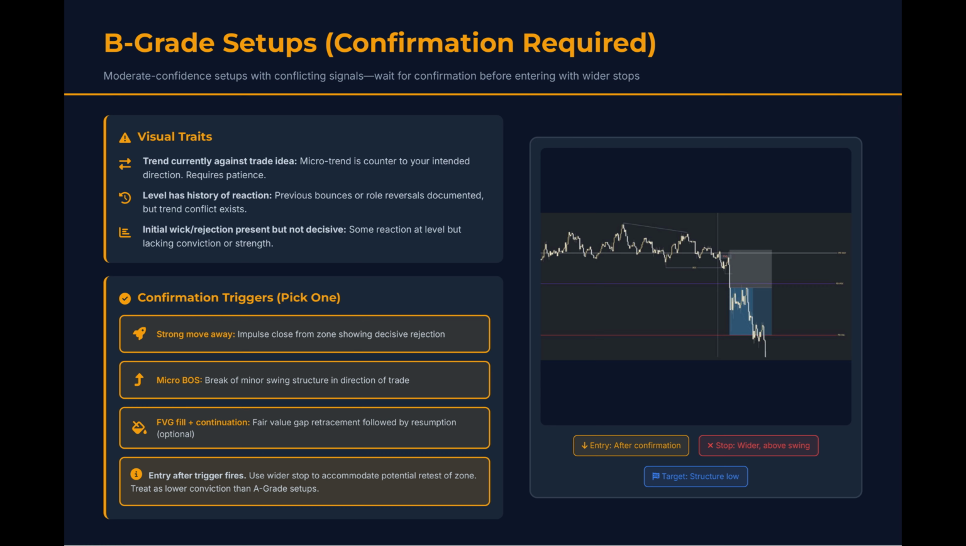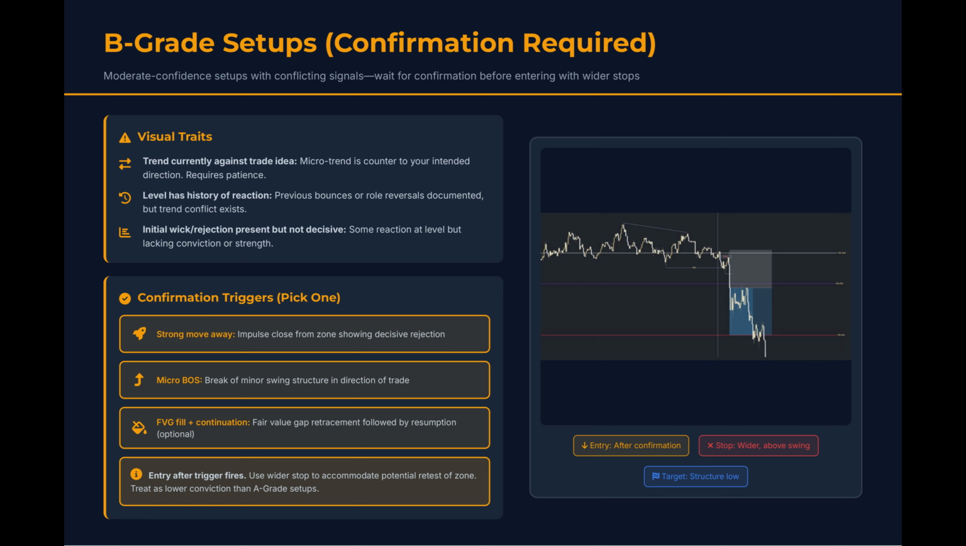You don't rush in just because you see a volume profile level. You wait for the market to prove that despite the unfavorable trend, the level is being respected and your trade direction is gaining momentum. So remember, trend against you, level with history. Initial but weak rejection, that's a B-grade setup.